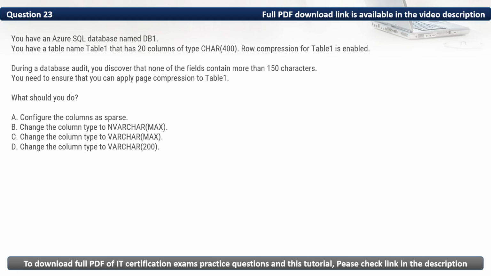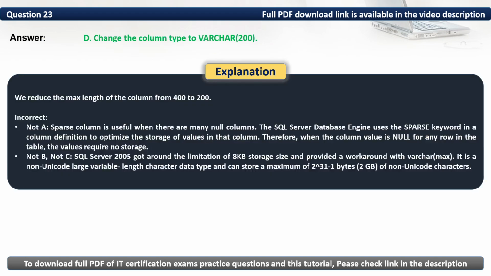Here in this question, we have a database named DB1 and a table named Table1 with 20 columns of type char(400). Row compression for Table1 is enabled. We need to ensure that we can apply page compression to Table1. Considering this requirement, we should configure the column type to varchar(200). Thus, the correct option is D. We reduce the max length of the column from 400 to 200. This is because most of them are using up to 150 characters only.